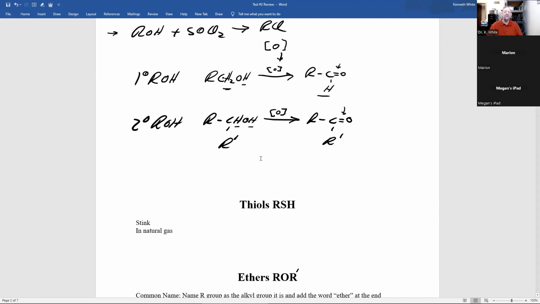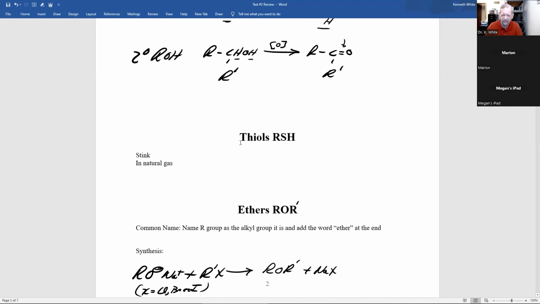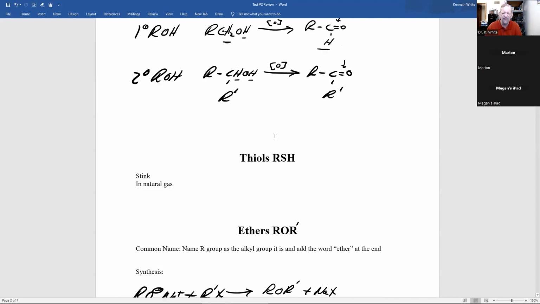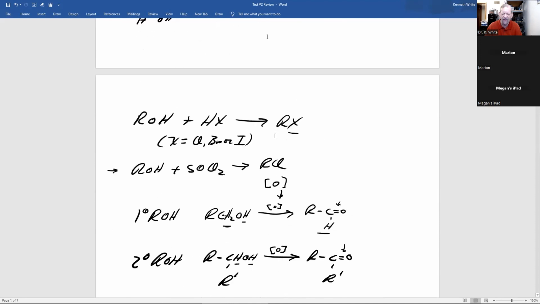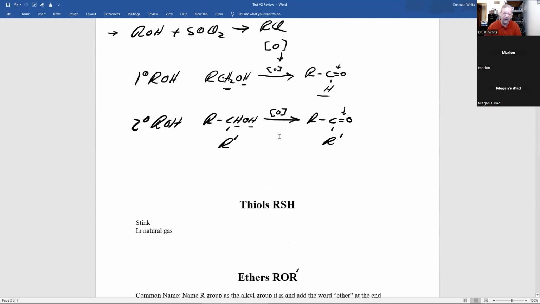Now, next functional group, hopefully you've done the alcohol problem set. Next, thiols. That's the sulfur equivalent of an alcohol. Alcohol, you have ROH, replace the oxygen with a sulfur. And the two things you should know. One, they stink. Oh, boy, they stink. Think about skunk odor. They stink.